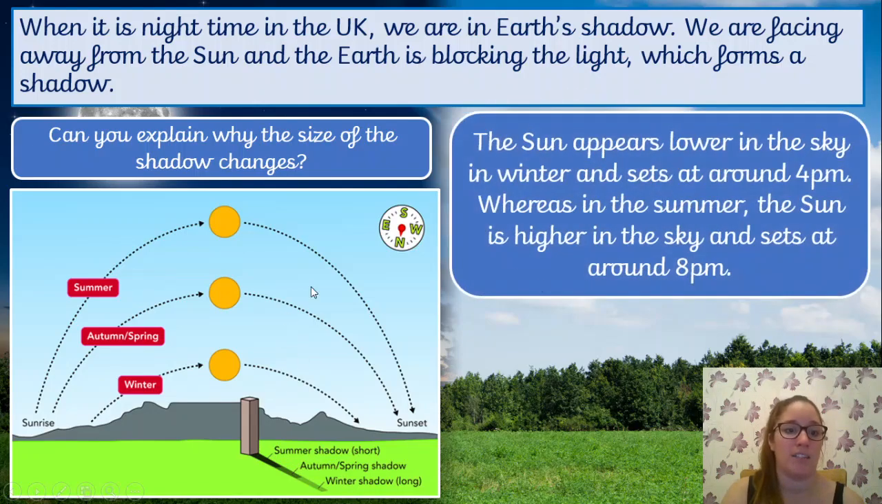So as I've just explained, the sun appears lower in the sky in winter and sets at around 4 o'clock, whereas in the summer the sun is so much higher in the sky and sets around 8 o'clock, so it means that it's just a shorter shadow.